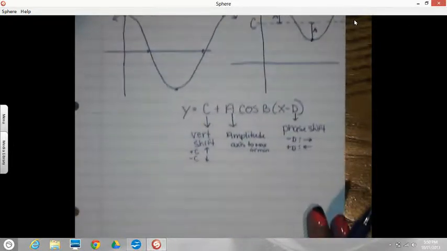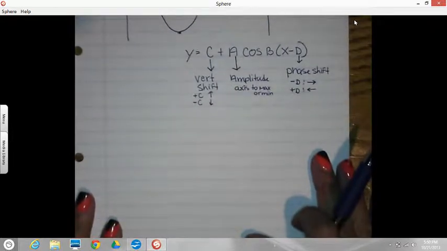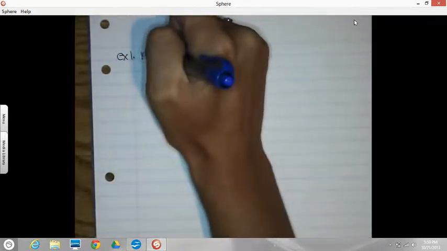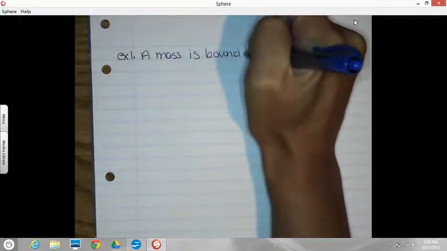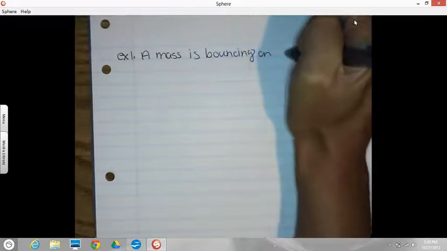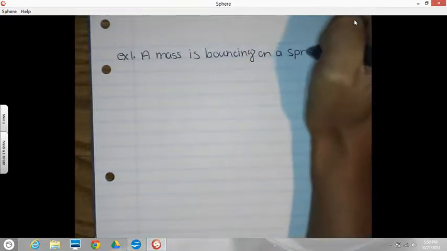So let me give you the first situation. I think I want to start a new paper so I can put it all on there. And we're only doing 2 examples today, but they're kind of complicated. So we've got a mass is bouncing up and down on a spring hanging from the ceiling. So a mass is bouncing on a spring hanging from the ceiling.